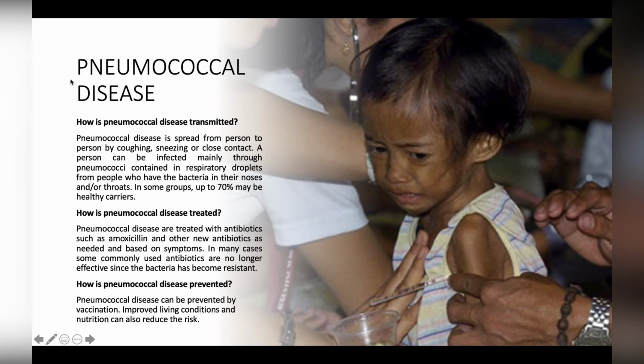How pneumococcal disease is prevented. Pneumococcal disease can be prevented by vaccination. Improving living conditions and nutrition can also reduce the risk.